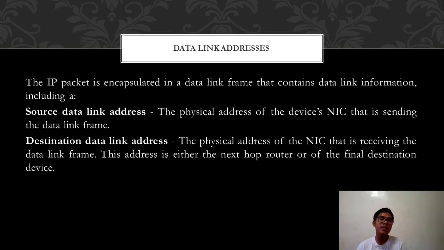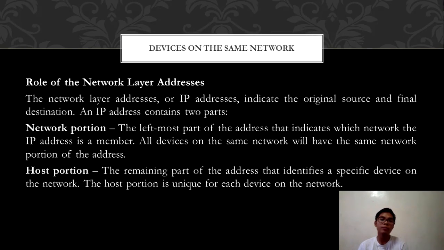Data link addresses. The IP packet is encapsulated in a data link frame that contains data link information. The source data link address is the physical address of the NIC that is sending the data link frame. The destination data link address is the physical address of the NIC that is receiving the data link frame. Devices on the same network. Role of the network layer addresses.